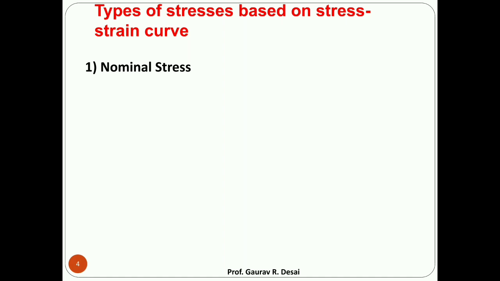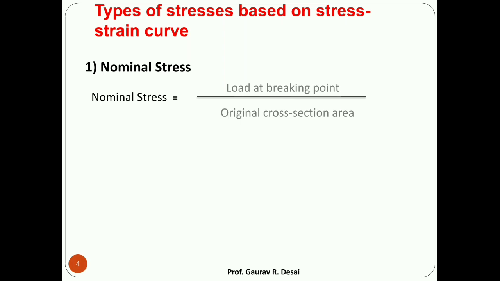How we define the nominal stress: the stresses which are calculated by dividing the respective loads by the original cross section area are called nominal stresses. So it is denoted by a formula. Nominal stress is equal to load at breaking point divided by original cross section area.